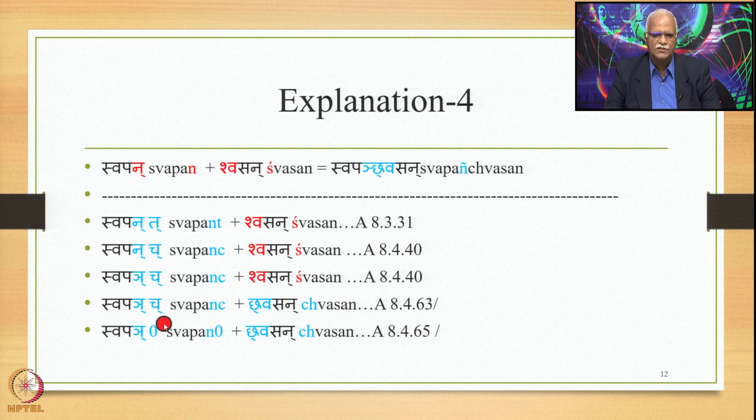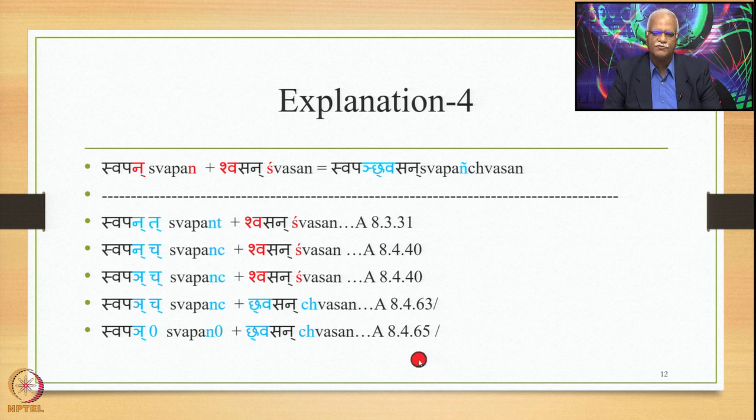Now because this cha can be described as jhay, the sutra 8.4.63 śaś cho ṭi will apply over here, and chatvam amiti vācyam, and so we have sha being substituted by cha. So this is jhay at the end of the pada, followed by sh, followed by at. Va is an at, and so sh is substituted by ch. So we have svapañ ch and chhvasan.